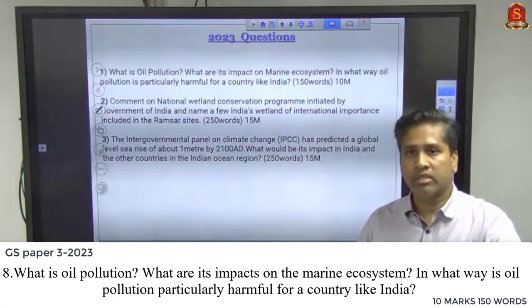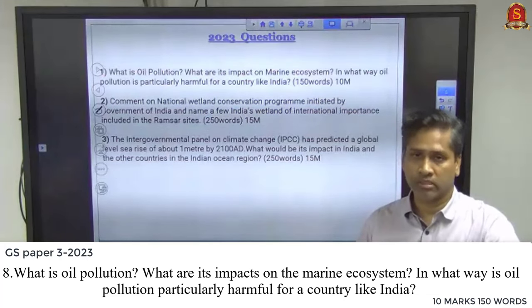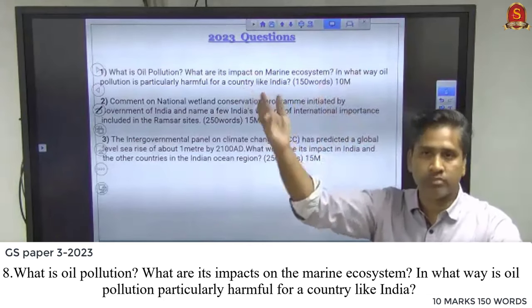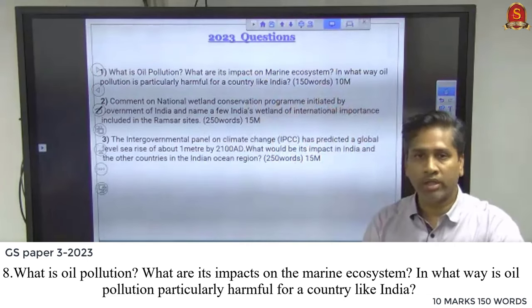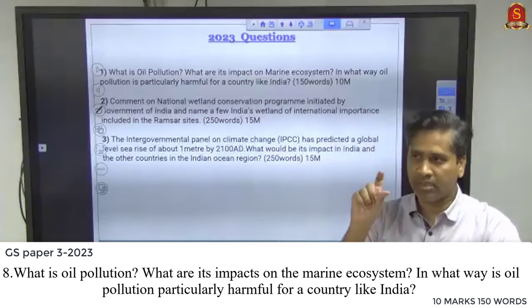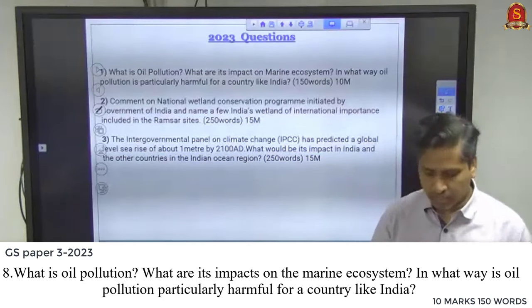And apart from this, oil pollution can also happen by natural disaster. Suppose somewhere an oil spill happens in some other country because of a tsunami or because of a cyclone, oil pollution can happen. So this is a basic introduction you can give. And then what are its impacts? So come to the key points.